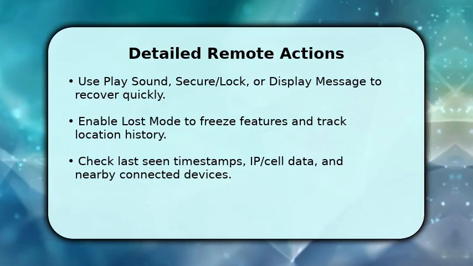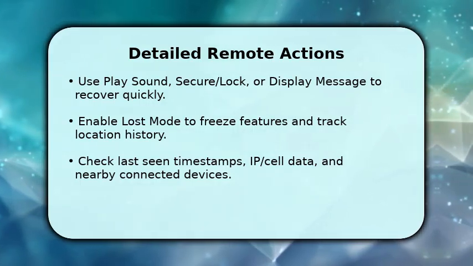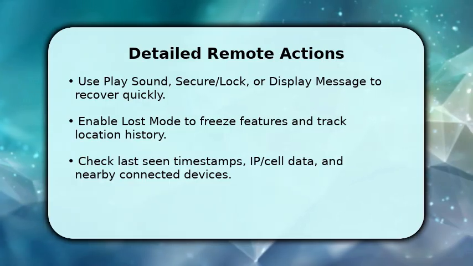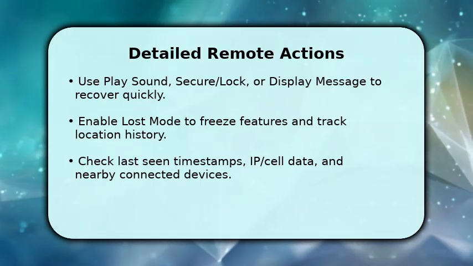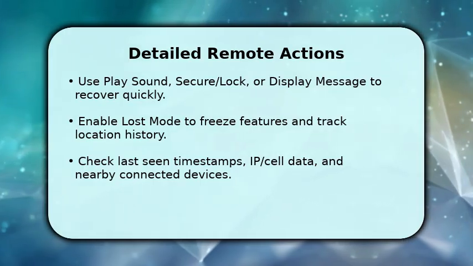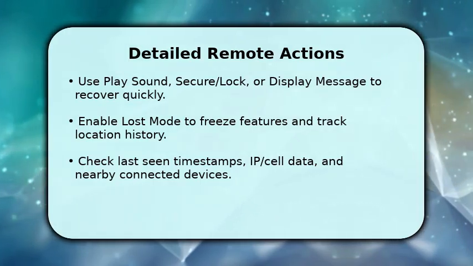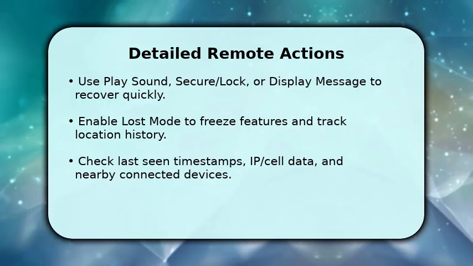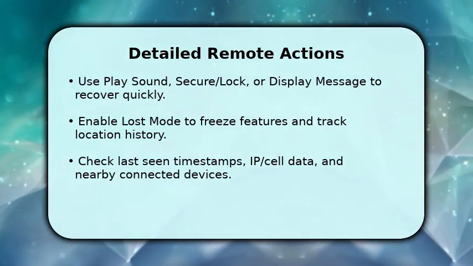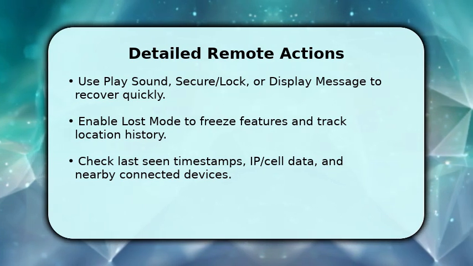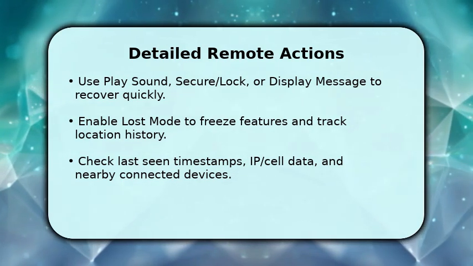If you suspect theft or leave it behind, enable lock or lost mode to set a passcode and display contact info. This prevents unauthorized use and gives you time to recover it. Make sure to review last seen time and reported location history. These provide movement context. Also examine connected Wi-Fi or Bluetooth devices as clues to the phone's recent environment.